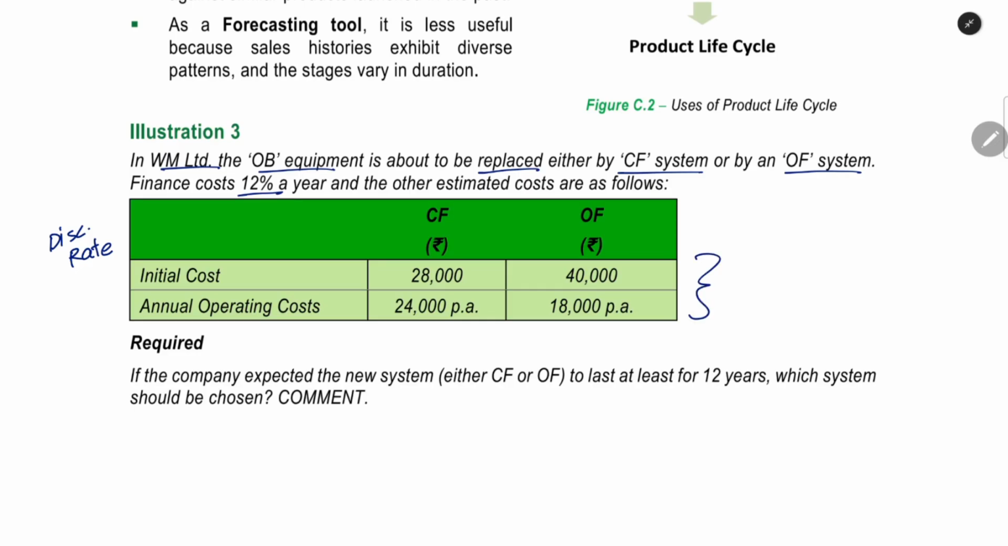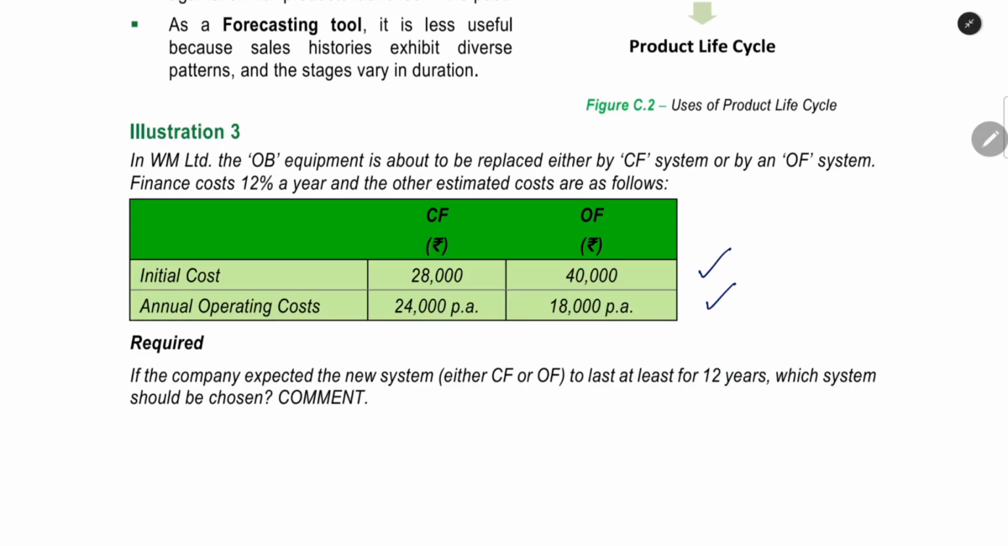They are going to purchase an equipment. They have two options. Either they can buy a CF equipment or an OF equipment. For CF equipment, the total cost we have to calculate. And OF equipment also, we have to calculate the total cost. In this, the requirement is which is the option which the company has to choose, which is cheaper. That is what they are asking. The initial cost and the annual operating cost are given here.